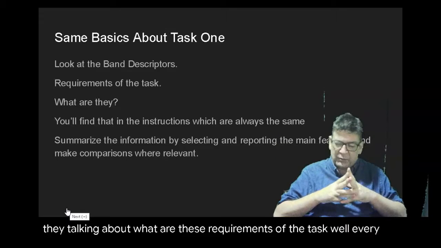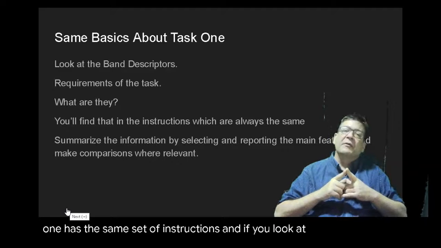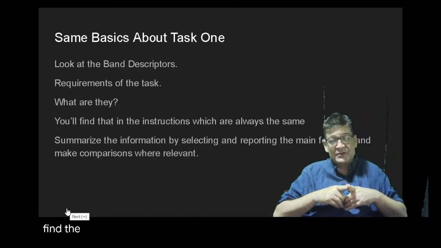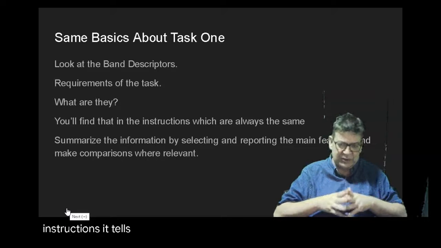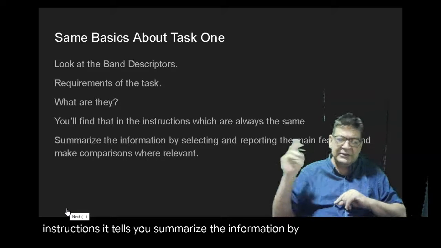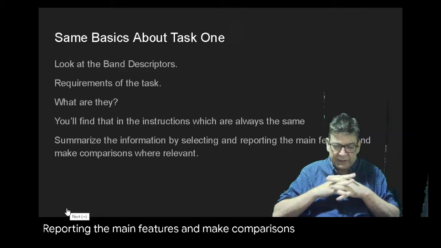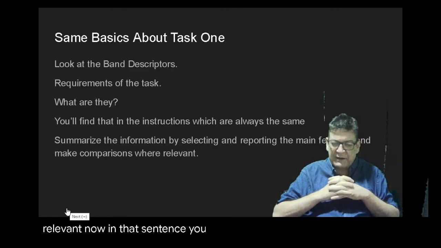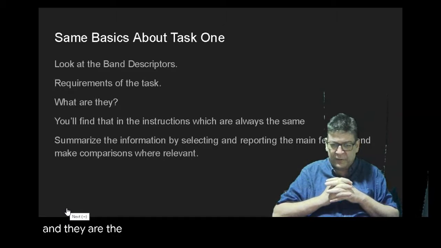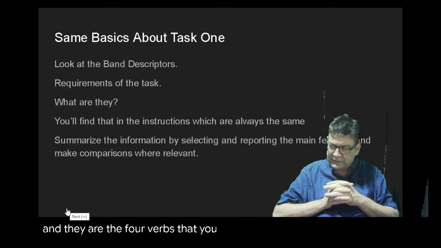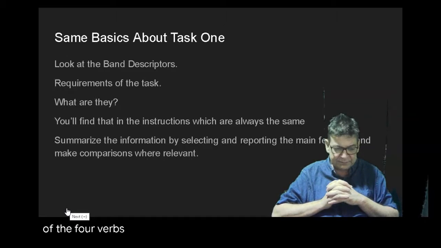Well, every Task 1 has the same set of instructions. And if you look at them, there you will find the requirements of the task. Where else would you find them but in the instructions? It tells you to summarize the information by selecting and reporting the main features and make comparisons where relevant. Now, in that sentence, you will find the requirements of the task. And they are the 4 verbs that you see there. Find them. What are the 4 verbs?